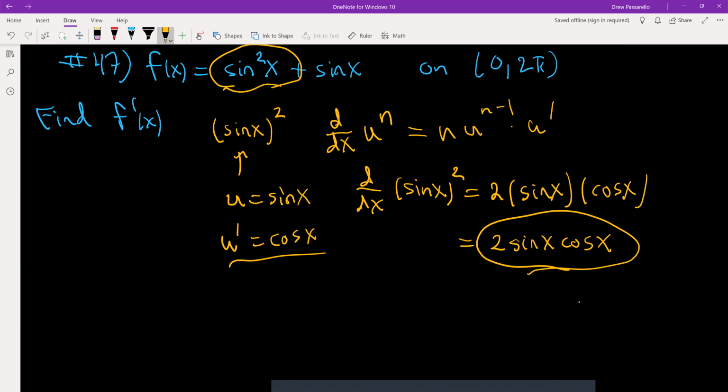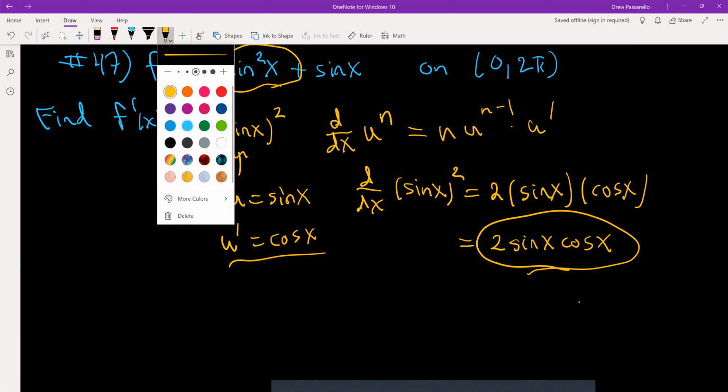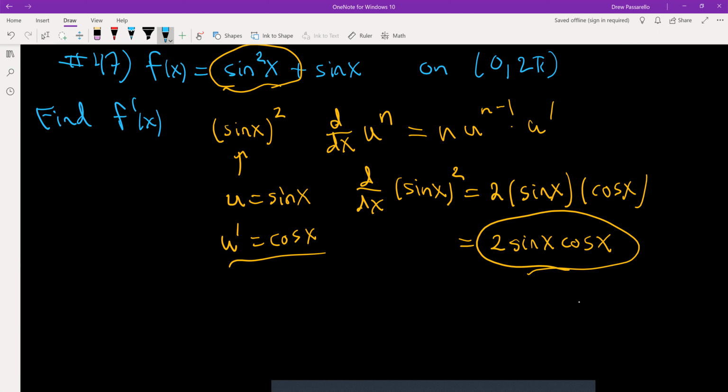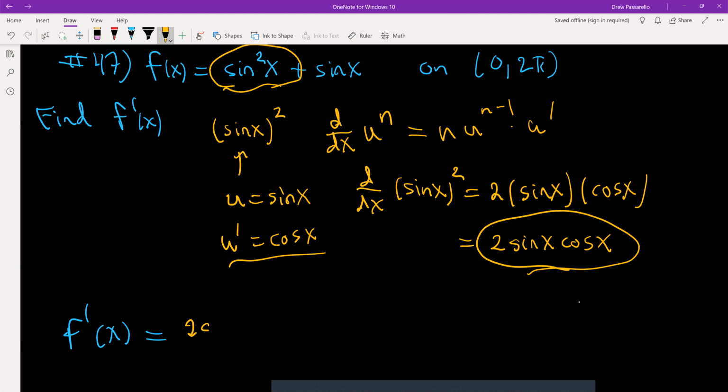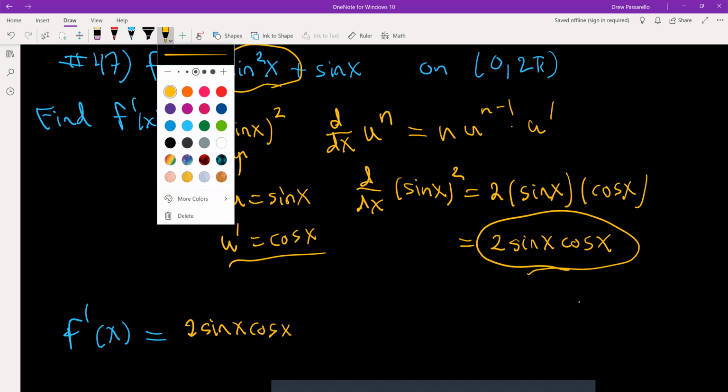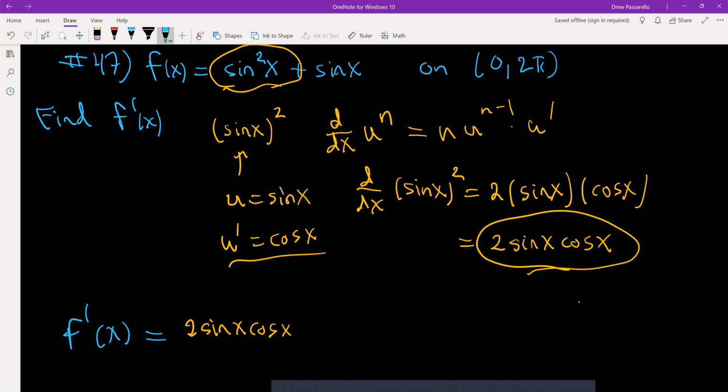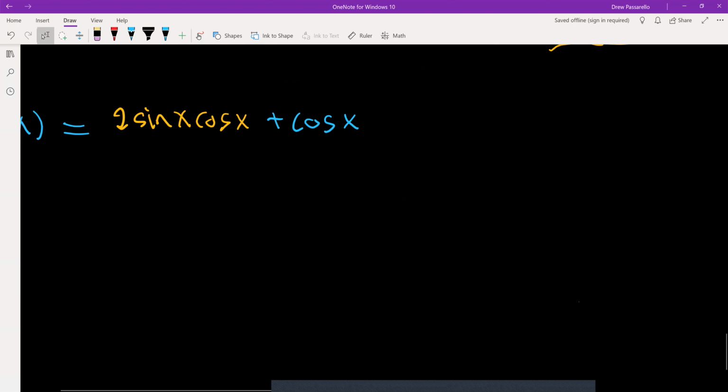So the derivative of the whole thing, f prime of x: we took the derivative of the first piece, sine squared x. That was 2 sine x cosine x. Then I take the derivative of sine x. Well, derivative of sine is cosine. So it'll be plus cosine x. All right, so that's our derivative.